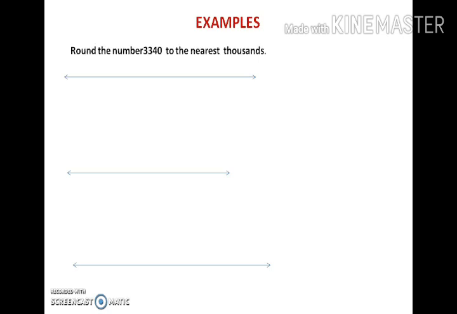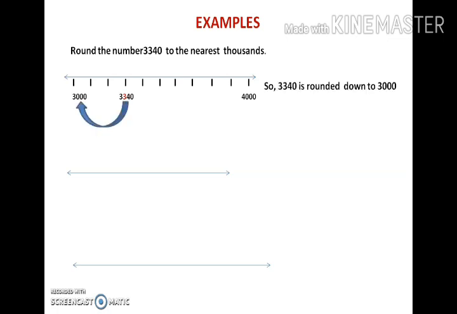Now again, let us look at some examples so that you will understand it better. Now, round the number 3,340 to the nearest thousand. Which digit do we have to see? The digit in the hundreds place. So, what is the digit in hundreds place? 3. And it is less than 5. So, it is rounded down to 3,000.